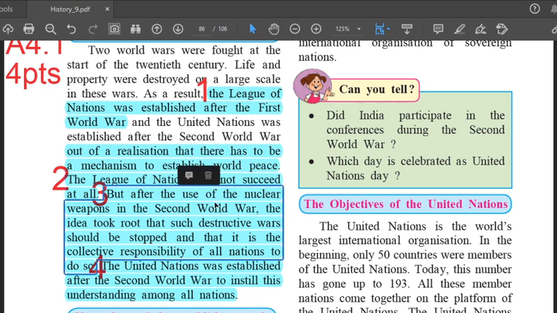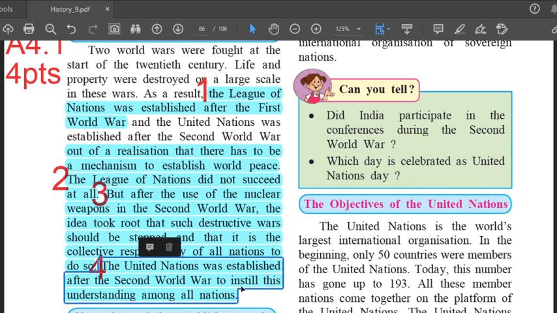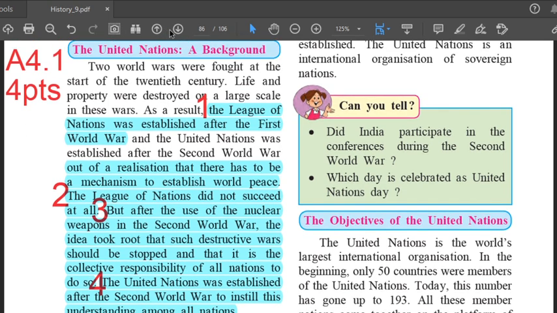Third, but after the use of the nuclear weapons in the Second World War, the idea took root that such destructive wars should be stopped and that it is the collective responsibility of all nations to do so. Fourth and the last point, the United Nations was established after the Second World War to instill this understanding among all nations. Till here, that's answer 4.1, 4 points.